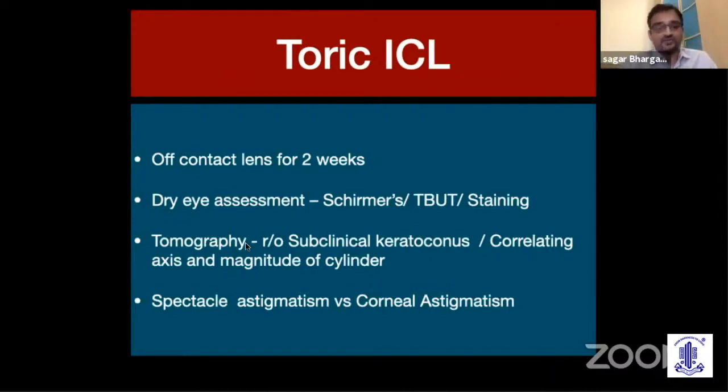A tomography would be required to rule out subclinical keratoconus, and you need to correlate also the axis and magnitude of the cylinder. The fourth important point that we have to remember is that when we are putting a Toric ICL, we are actually treating the spectacle astigmatism and not the corneal astigmatism, as is the case in Toric IOLs.